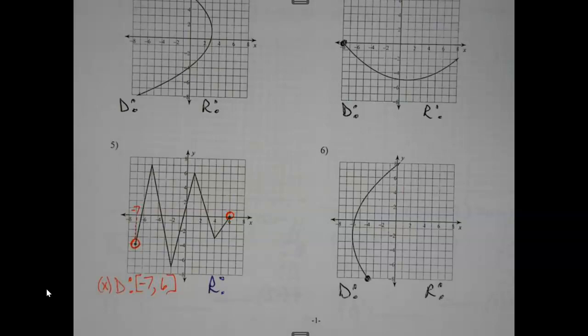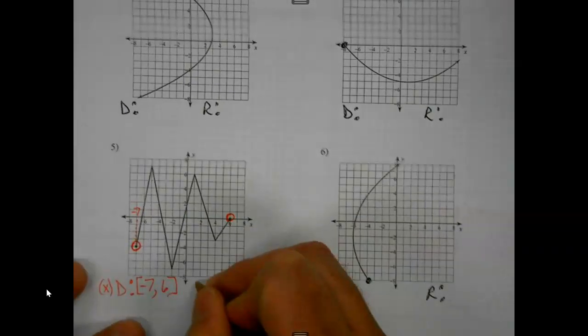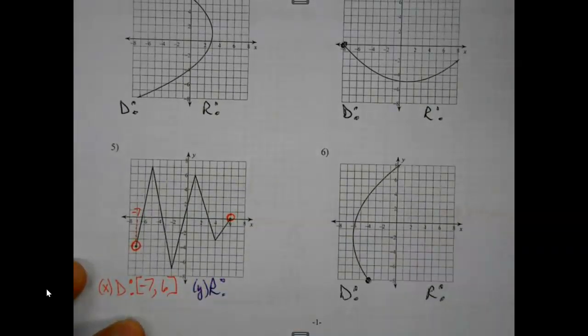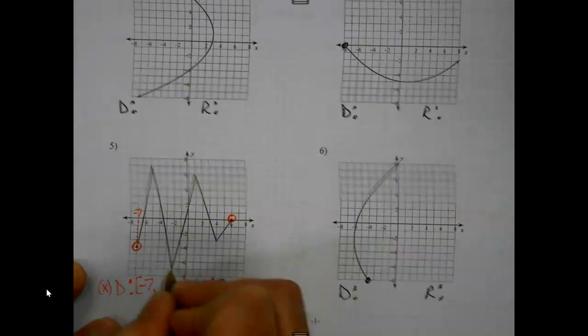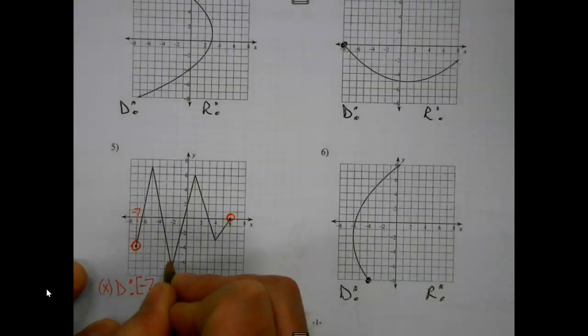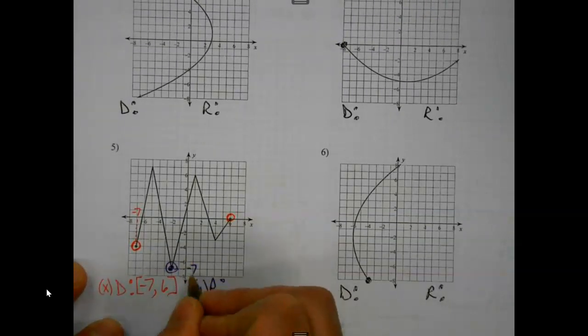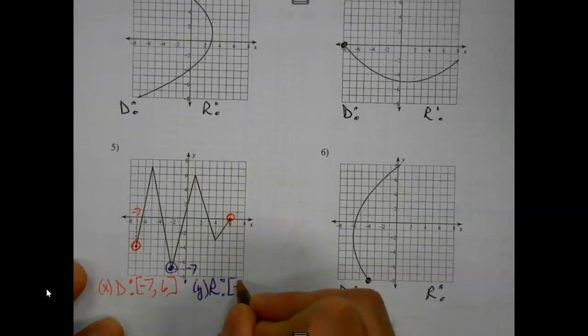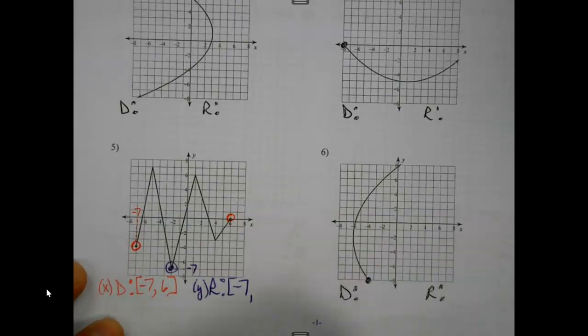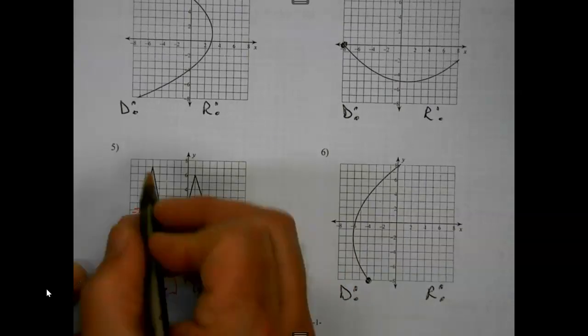When I do range, same set of points, we're doing y, though. Bottom, bottom, bottom, -7. To top, top, top.